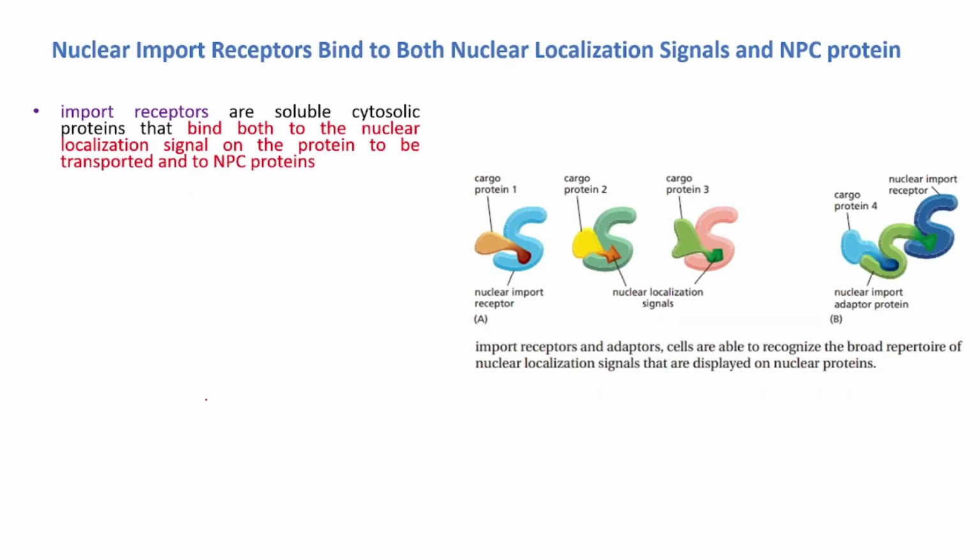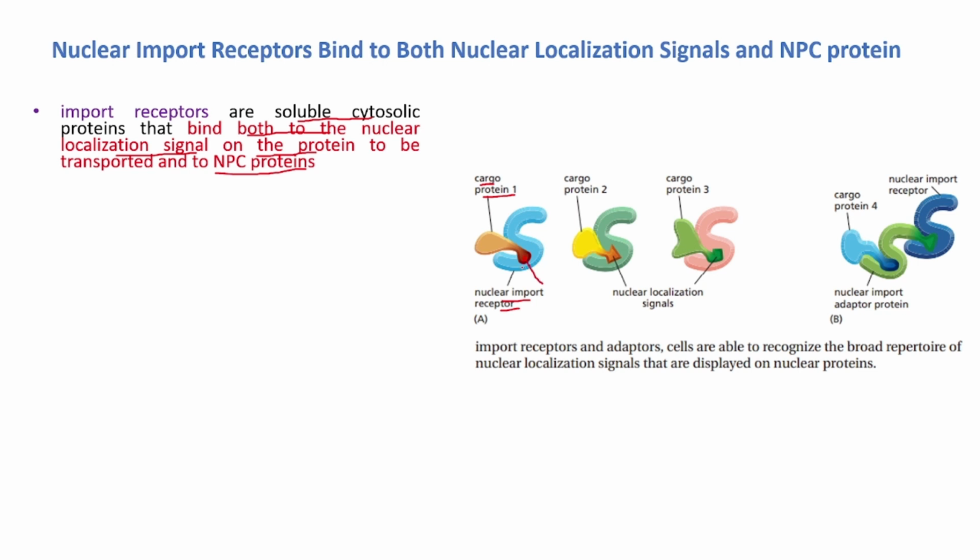Now, there are certain nuclear import receptors. These import receptors are soluble cytosolic proteins that bind both to the nuclear localization signal on the protein to be transported and to the NPC proteins. So these import receptors bind both to the signal sequences present on the protein to be transported into the nucleus as well as to the NPC proteins. Here, as you can see, this is the nuclear import receptor. This is the cargo protein which needs to be translocated into the nucleus, and this is the nuclear localization signal.